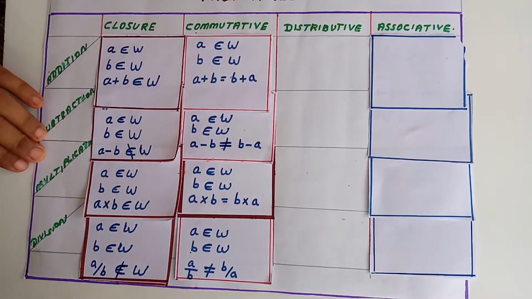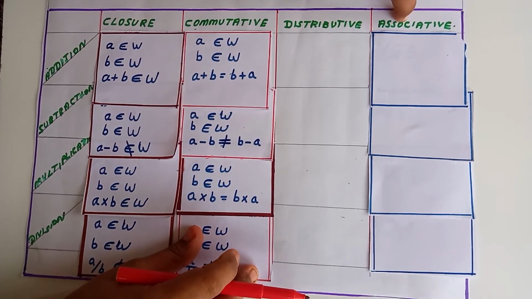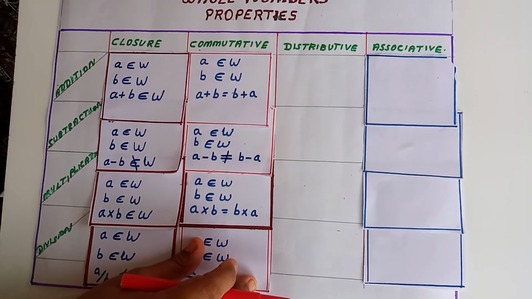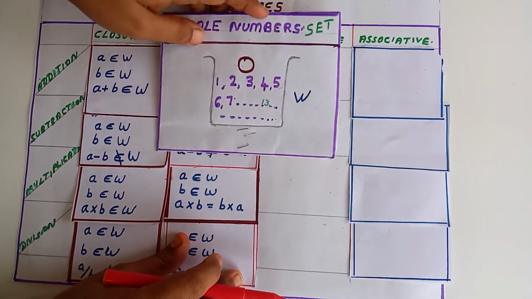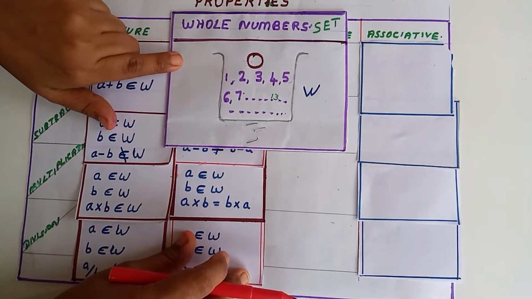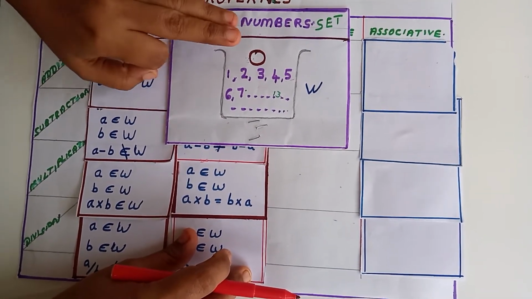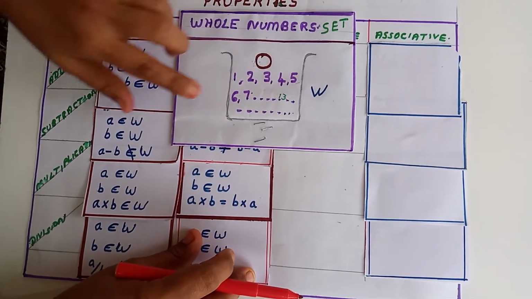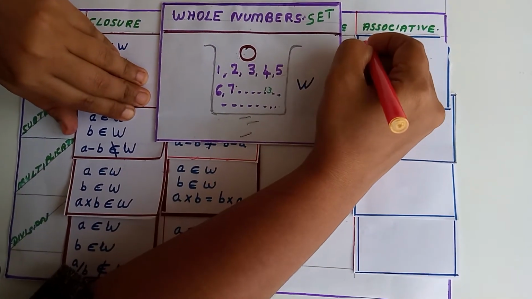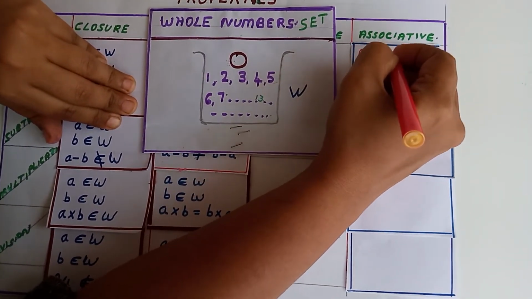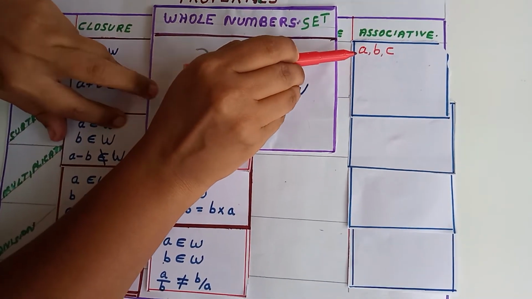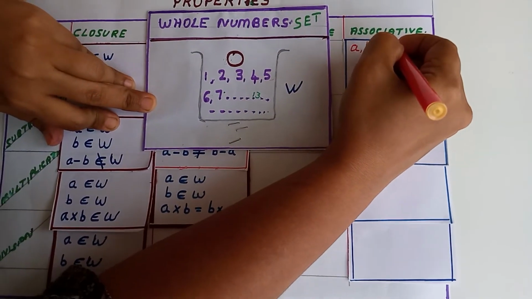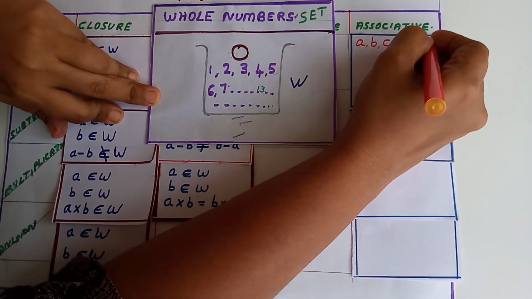Next, our aim is to do the same on associative property. What should we do? You remember what we mean by associative property? For associative property, how many numbers should we select from this whole number set? We should select 3 numbers. So instead of these numbers, I can take the variables A, B and C. These 3 numbers should be from the set W, the whole number set. That means A, B, C belongs to W.